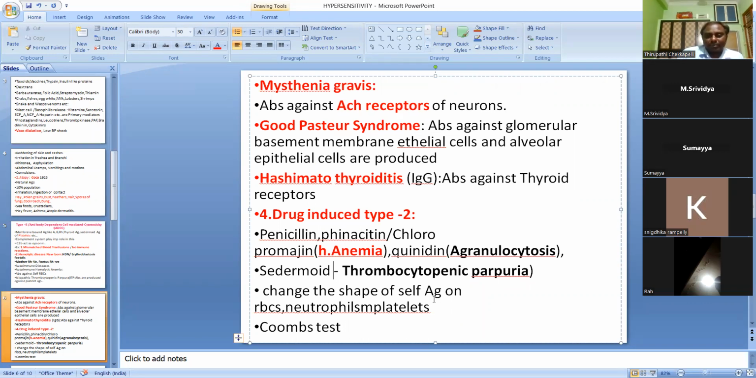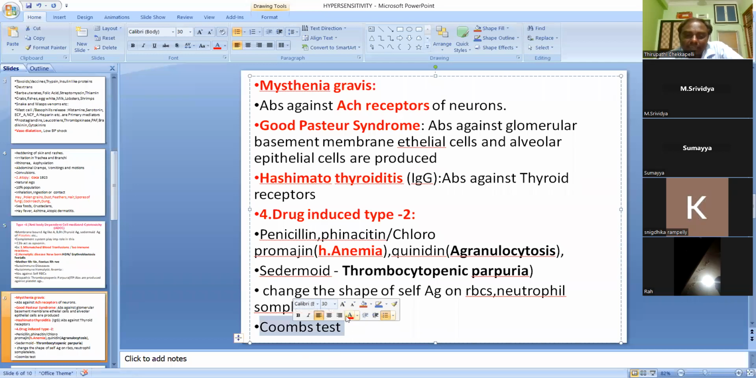They change the shape of the self antigen on RBCs, neutrophils, and platelets. So that causes the hypersensitivity, or antibodies are produced against those corresponding cells, or our immune cells will go and attack our own cells. To identify this, Coombs test is conducted, remember that one. It's not a big thing.